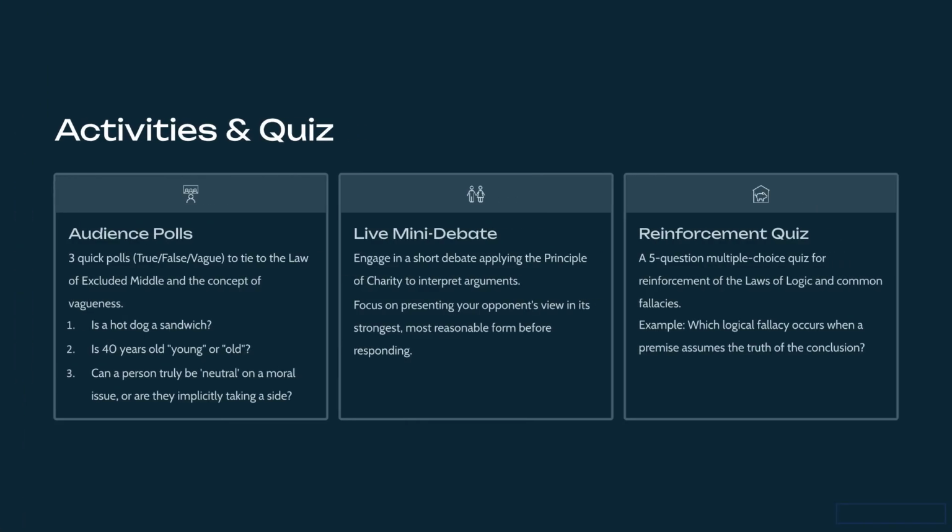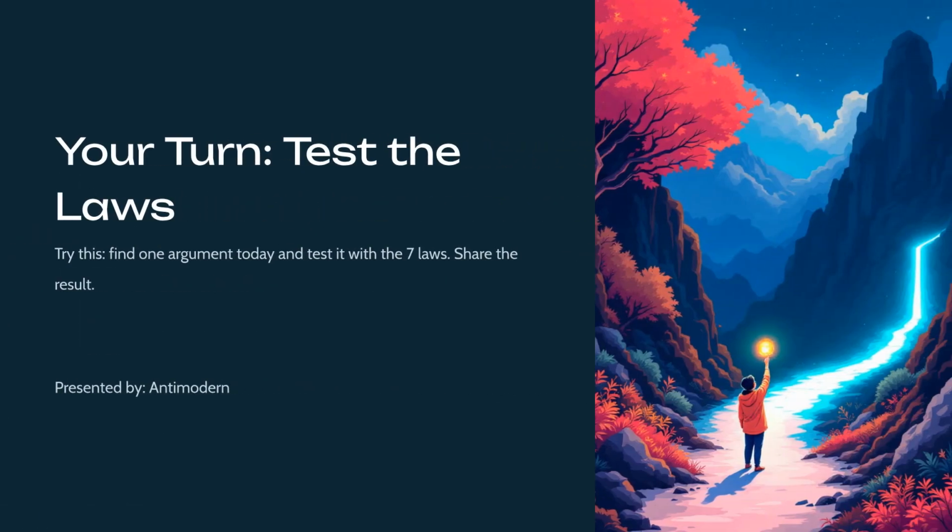To reinforce what you've learned, consider engaging in activities like audience polls that test the law of excluded middle, and quizzes on the laws of logic and common fallacies. Now it's your turn. Try to find one argument today and test its structure against the 7 philosophical laws we have discussed.